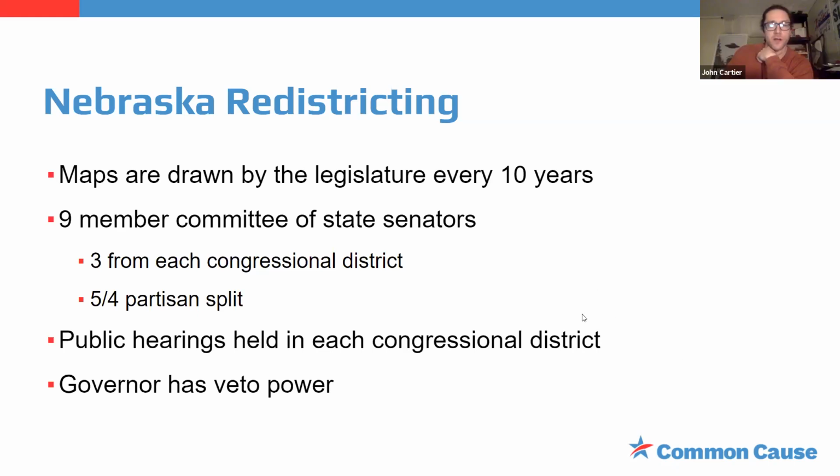The senators on the committee are Senators Blood, Breeze, Brewer, Geist, Lathrop, and Linehan, and also Lowe, Moorhead, and Wayne.